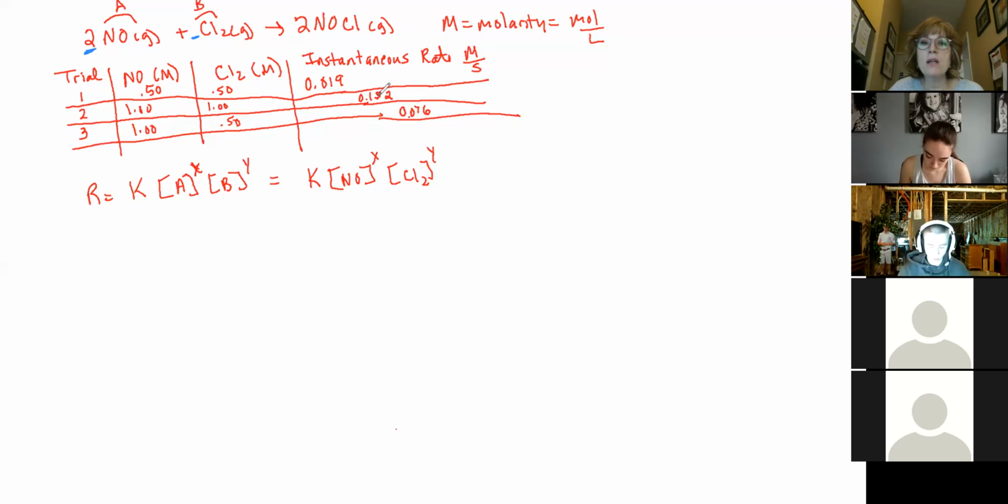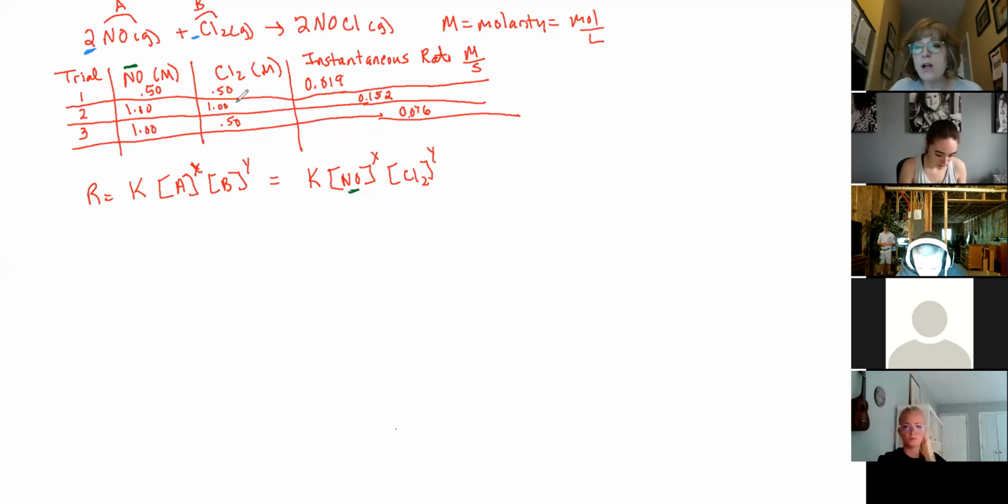So I'm gonna put up a different color just so we're not thinking I'm using those coefficients. So in order to calculate X and Y, we need to compare, like X has to do with this reactant. So we have to look at this reactant over here, and we have to compare two times when the concentration of this reactant changed, but the concentration of the second reactant did not change. And the reason you have to do that is if both of these change, like if you look at trial 1 and 2 together, this one goes from 0.5 to 1, and chlorine goes from 0.5.